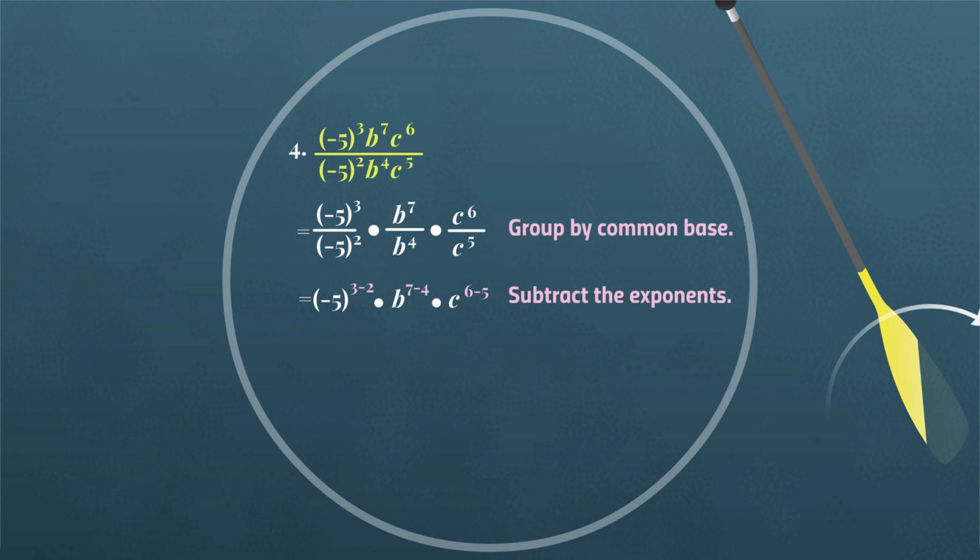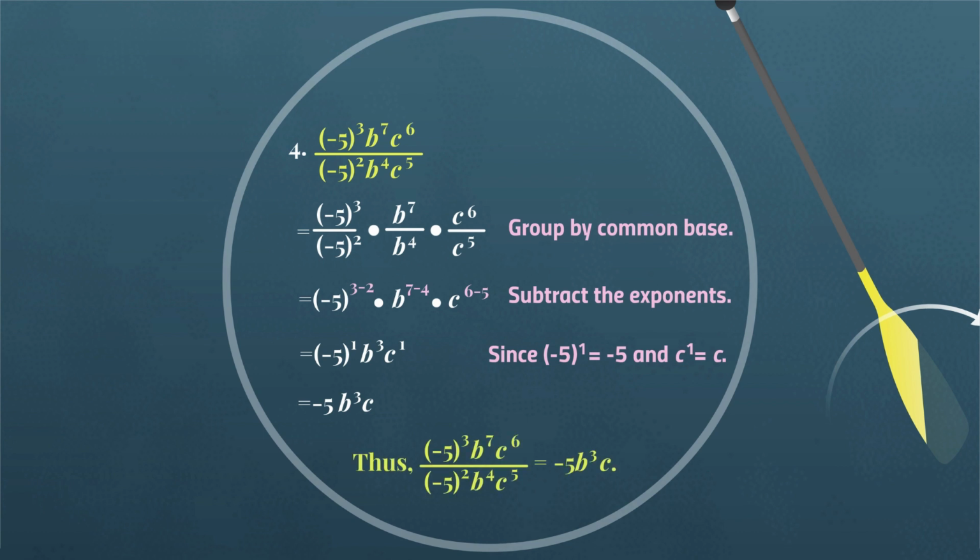Remember, it should be the exponent of the numerator minus the exponent of the denominator. After subtracting, we have the expression, the product of negative 5 raised to 1, b cubed, and c raised to 1. And since the value of negative 5 raised to 1 is negative 5, and c raised to 1 can be written as c, our expression will become negative 5b cubed c. And we got the answer to negative 5 cubed, b raised to 7, c raised to 6, all over negative 5 squared, b raised to 4, c raised to 5. The answer is negative 5b cubed c.